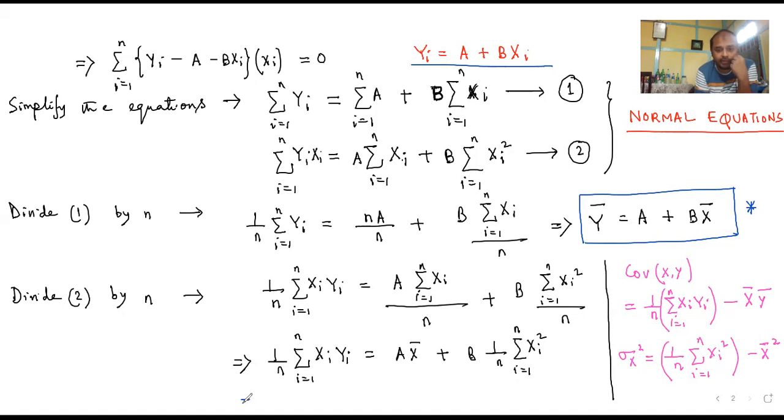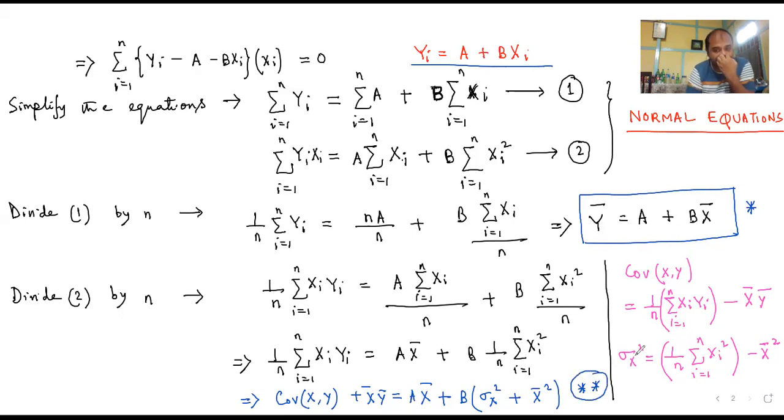So if I use these equations, the given equation can be rewritten in the following form. In place of 1 by n summation i goes from 1 to n xi yi, I can replace this by covariance xy plus x bar y bar is equal to a x bar plus b times 1 by n summation xi square, which will be replaced by sigma x square plus x bar square. Let us call this equation double star, and let us call the earlier equation single star.